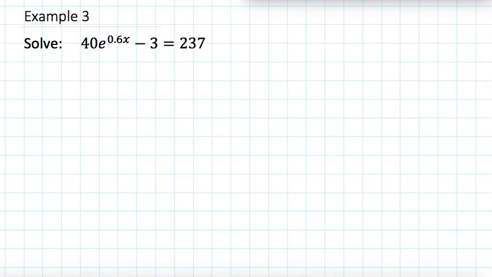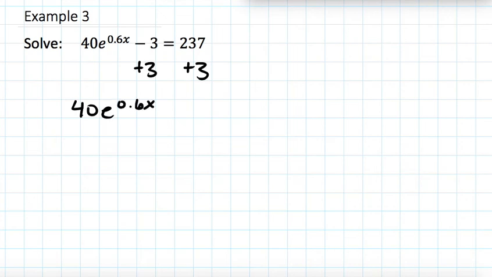Lastly, we're going to look at example 3, and this is another problem where you're solving an exponential equation, but this one obviously is a little bit more complicated. What I need to do in terms of order of operations here is I need to get the exponent with the base by itself first. So what I need to do is isolate this e to the 0.6x. So I'm going to add the 3 first. That's going to give me 40 e to the 0.6x.